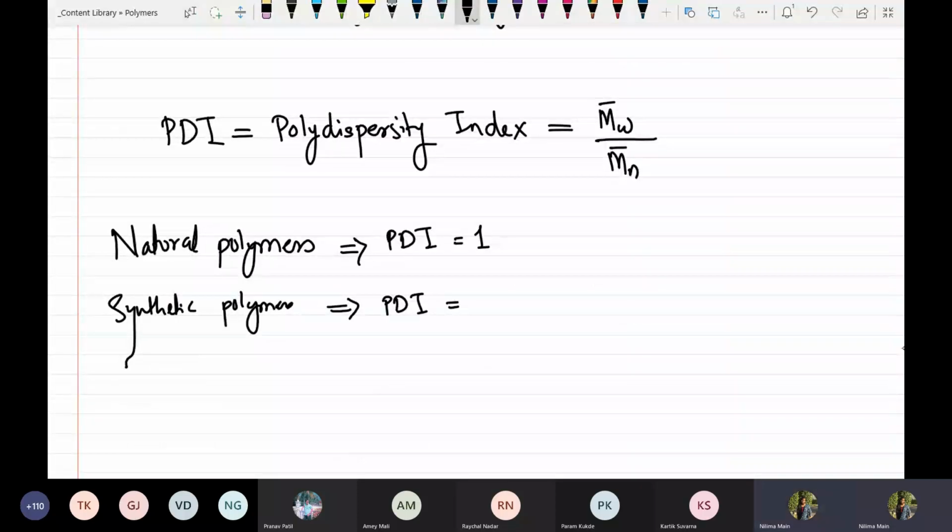So this ratio, in terms of synthetic polymers, will it be equal to 1, less than 1, or greater than 1? More than 1. Yes, it is greater than 1. Correct. So I will have to erase this equal to sign, and write for synthetic polymers PDI is always greater than 1, क्योंकि number average तो definitely small रहेगा, weight average is higher.